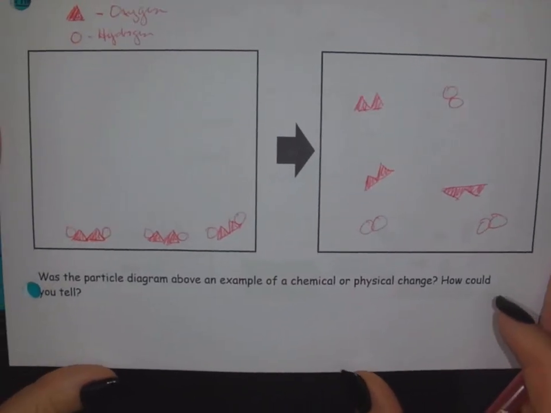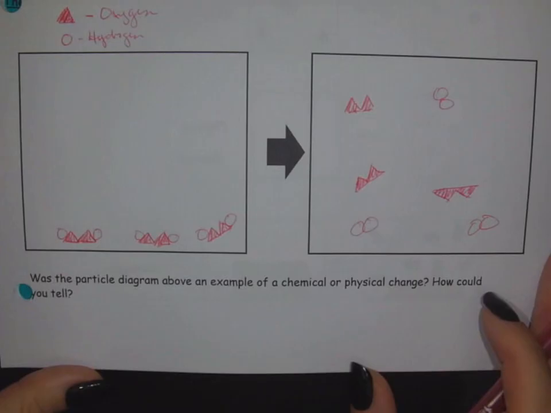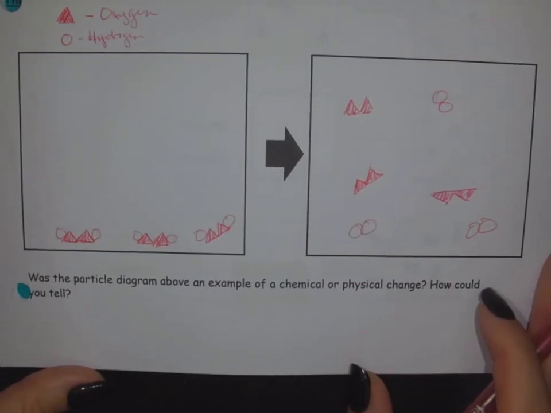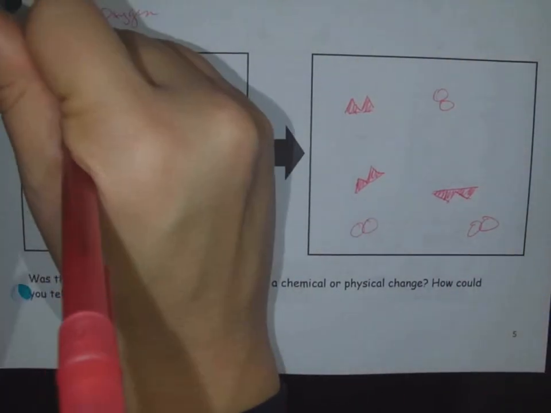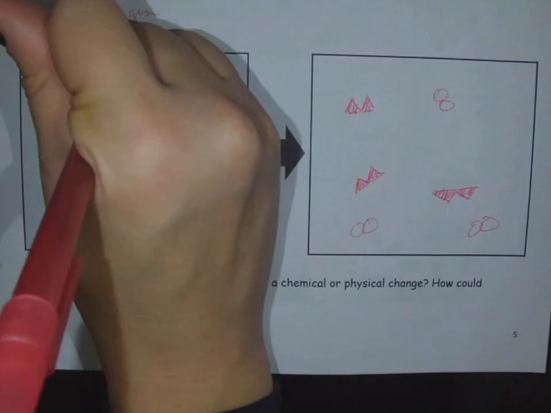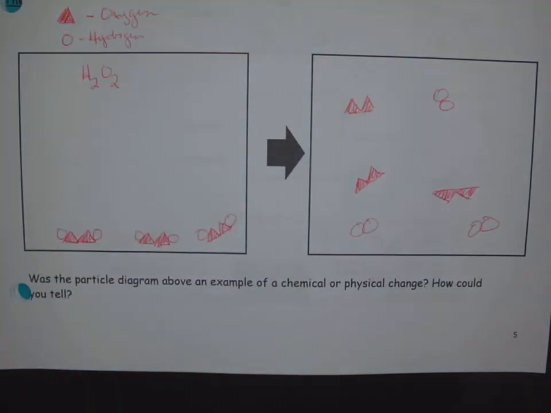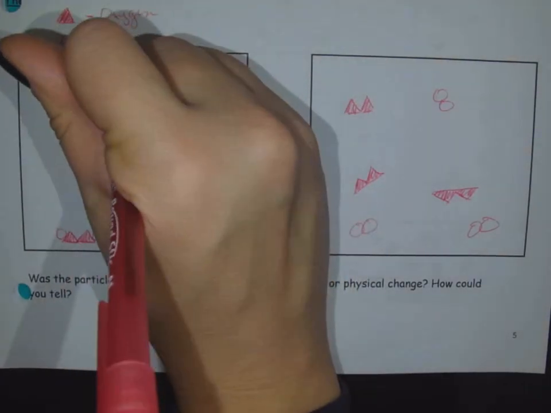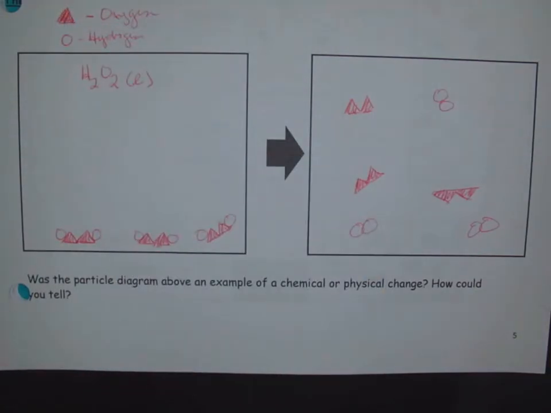Okay, so what do we have going on here? We have an H2O2. Okay, so we have an H2O2, and they're kind of far apart. They're filling the bottom of the container, so I'd say this is liquid. So H2O2 is hydrogen peroxide, by the way.